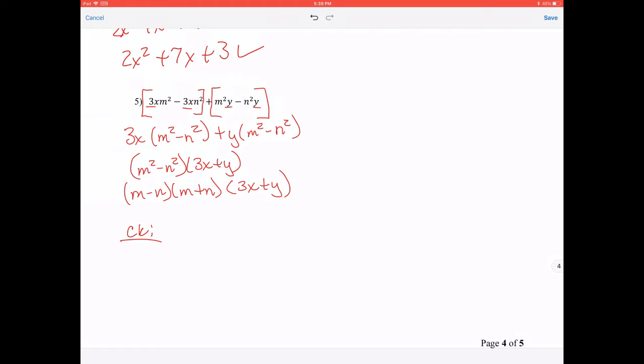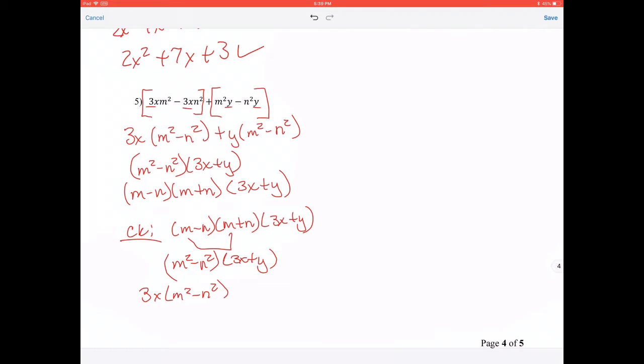My check, I multiply m minus n times m plus n. I multiply the first two, and I have m squared minus n squared, and I multiply that times 3x plus y, and so I have 3x times m squared minus n squared plus y times m squared minus n squared, and I'm left with 3x m squared minus 3x n squared plus y m squared minus y n squared. And I'm good.